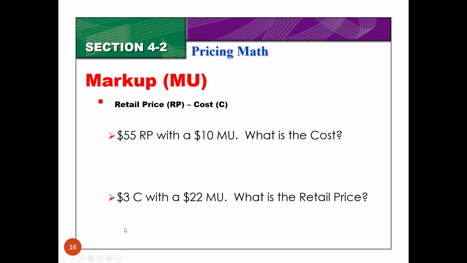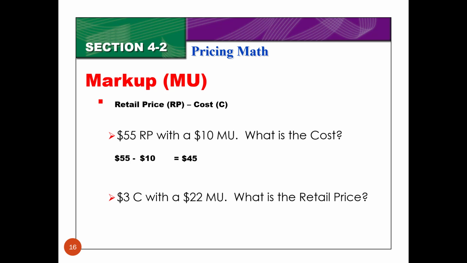So let's say that I'm going to sell my product for $55 and I marked that up $10. If I want to find the cost, I'm going to take the price I sold it at, $55. I'm going to subtract what I marked it up by, $10. And that means it cost me $45 to make that.